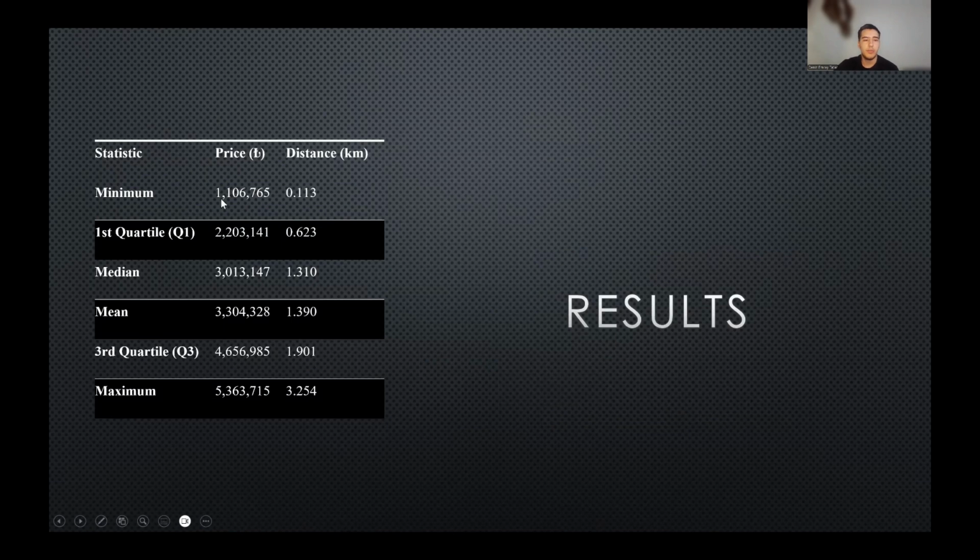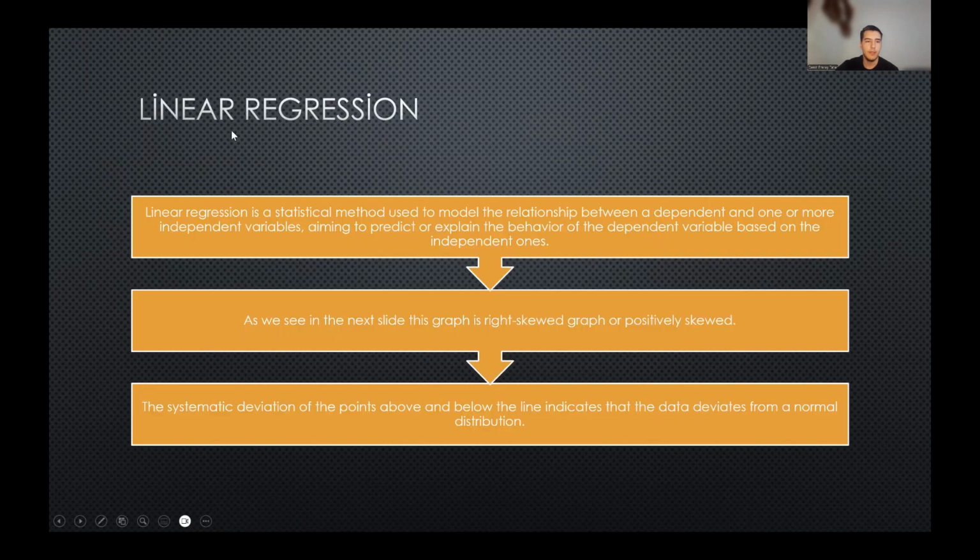Here is the minimum price and distance. First quartile, median, mean, third quartile, and maximum. Linear regression, I'm gonna describe linear regression to you. Linear regression is a statistical method used to model the relationship between a dependent and one or more independent variables, aiming to predict or explain the behavior of the dependent variable based on the independent ones.